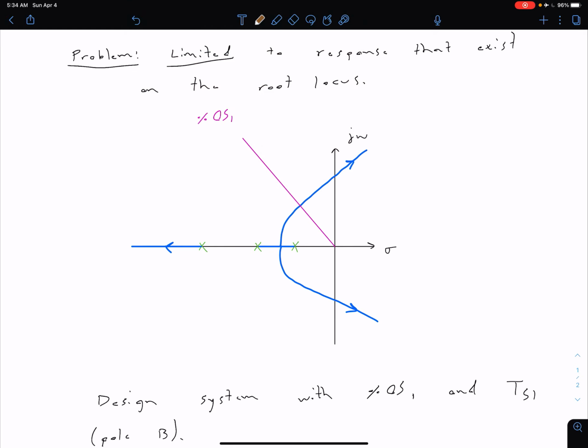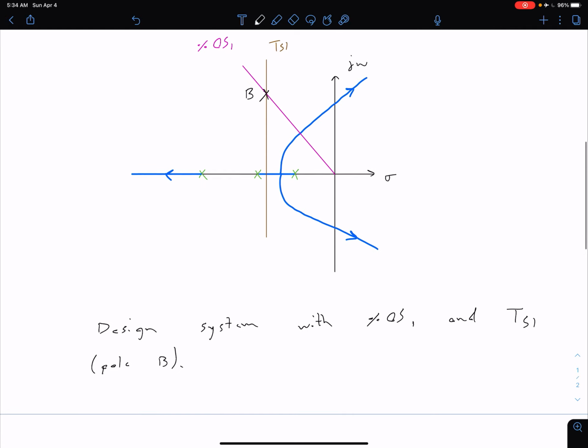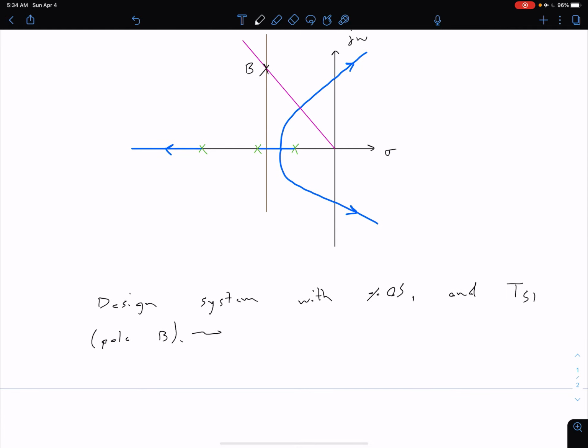We know as well that our settling time line is going to correspond to a vertical line in our S-plane. So let's say maybe our settling time is something like this. This is TS1. Now, what we're looking for is the intersection of those two lines. A settling time TS1 and a percent overshoot percent OS1 is going to correspond to this point here, and we would say this is pole B. The problem is we can see that this pole B is not on our root locus.